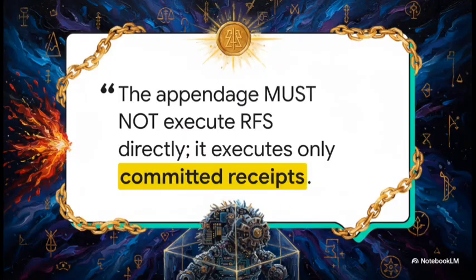And this rule, right here, this is absolutely crucial to understanding this whole thing. It says, the appendage must not execute RFS directly. It executes only committed receipts. So what does that mean? It means it can't act on impulse. An intent is basically just a wish. It's nothing until it's been formally processed and turned into a committed receipt, which is like an unchangeable, permanent record. This thing is a creature of law, not chaos.